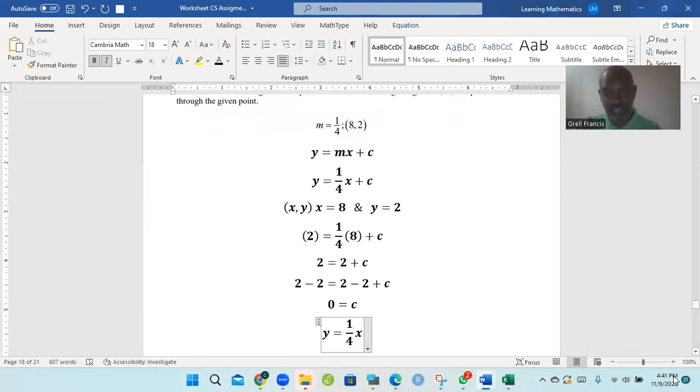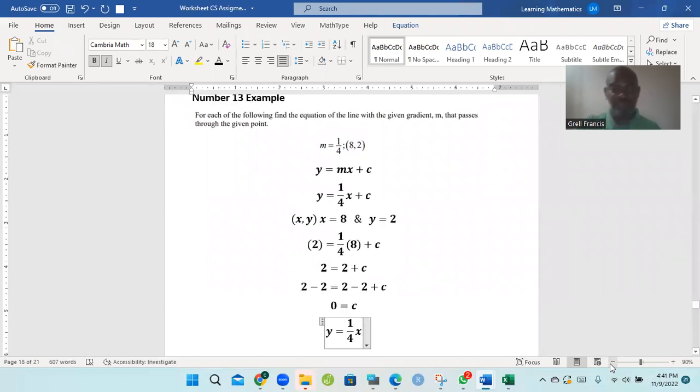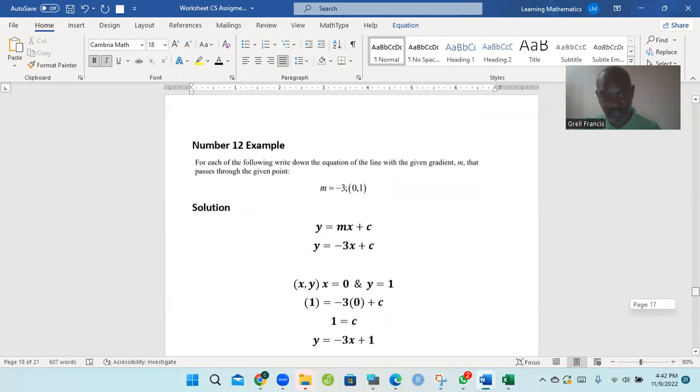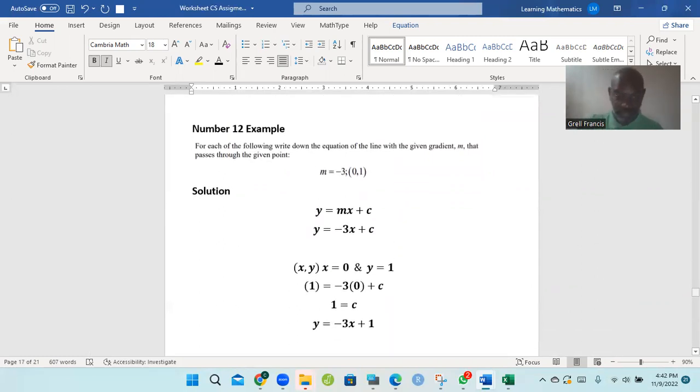The gradient is 1/4, so this means every time x increases by 1, y increases by just 1/4. 1, 1/4, 1, 1/4. All right, and it's going up. 1, 1/4, 1, 1/4, 1, 1/4. That's the definition of the gradient. Here we have another gradient, -3. So when x increases by 1, y goes down by 3. So you have 1, 3, 1, 3. 1 for the x and 3 down for the y.